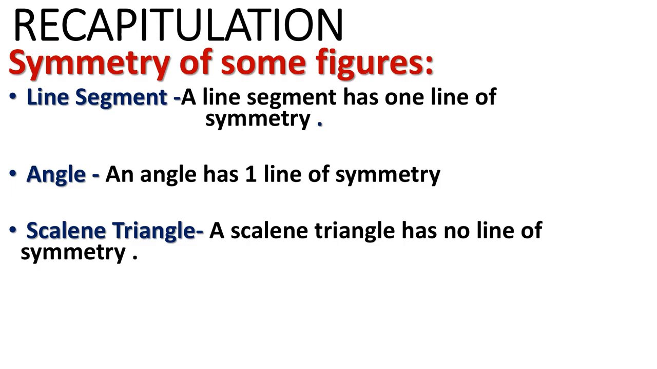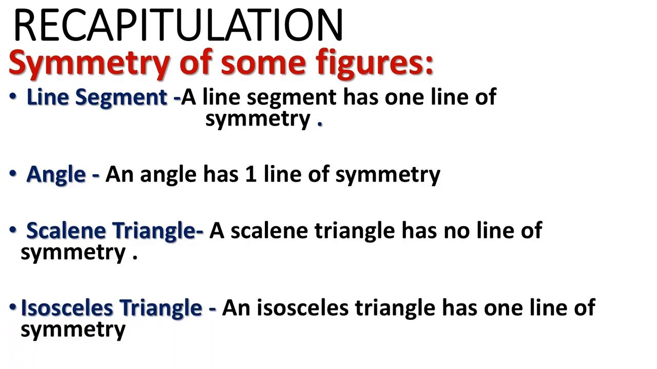Next is isosceles triangle. Isosceles triangle is a triangle in which two sides are equal. So an isosceles triangle has one line of symmetry which lies between two equal sides, from the vertex which is common between two equal sides to the midpoint of the opposite side. So isosceles triangle has one line of symmetry.